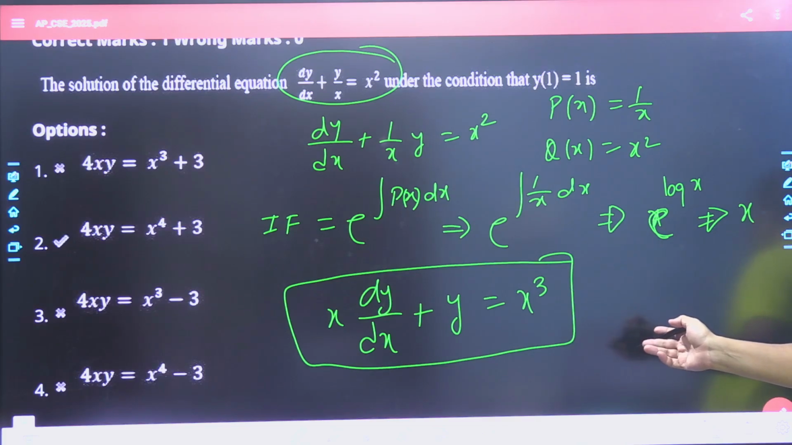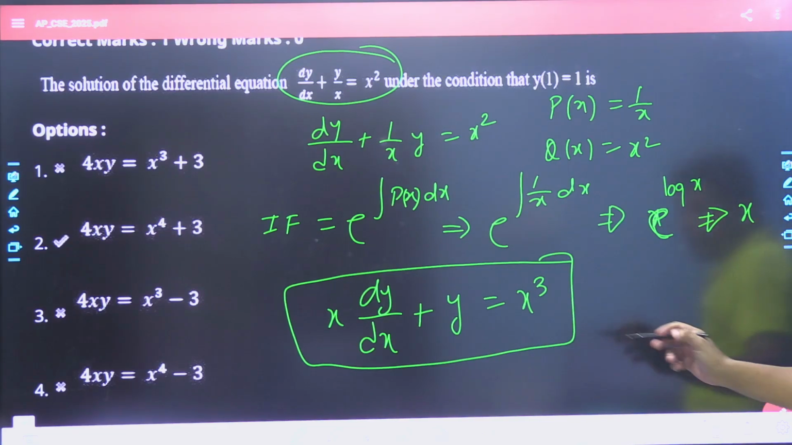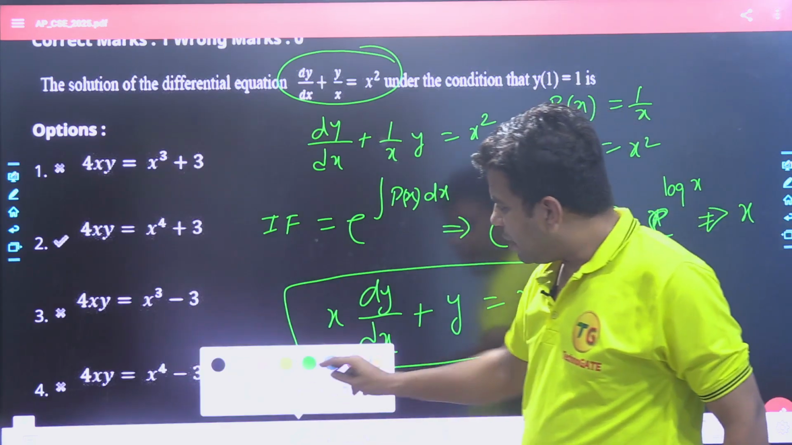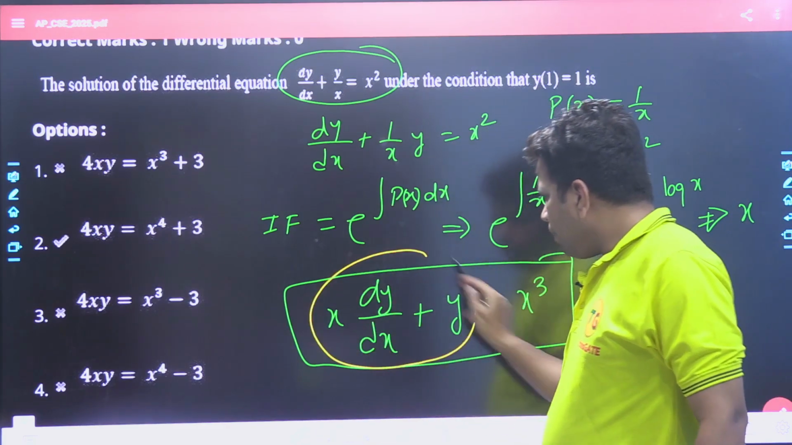Okay. Now what can we say? If we observe this particular term, can we replace this whole term?